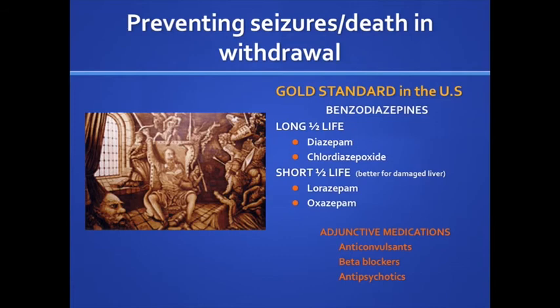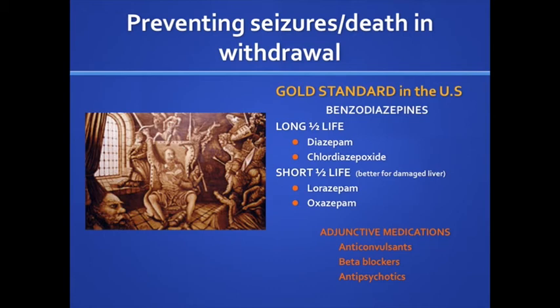Diazepam and chlordiazepoxide have a longer half-life, so they do not have to be taken as frequently as the shorter-acting medications. The liver breaks these medications down, and the longer-acting medications are not a good choice in patients with pre-existing liver disease. In this case, lorazepam and oxazepam are used.